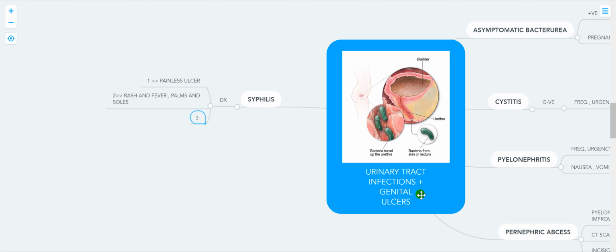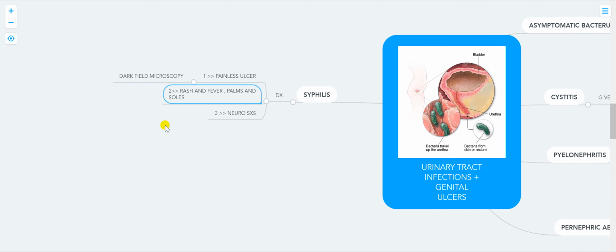Could be tertiary, neuro symptoms. How do you diagnose the primary? You do dark field microscopy because it's very small, so you need some dark environment to see well. If it's secondary, you do RPR and then you confirm it with FTA antibodies. If it's tertiary, then you do RPR and then you do lumbar puncture with CSF, RPR and FTA antibodies.